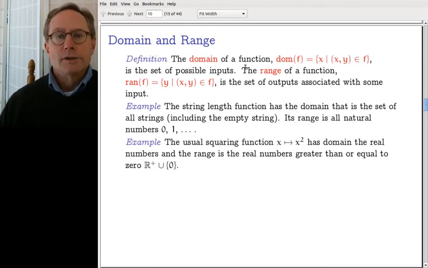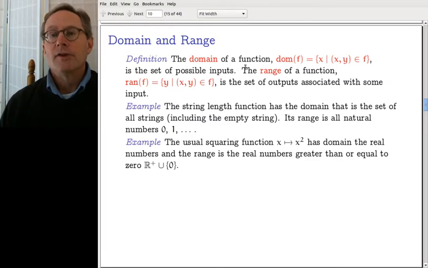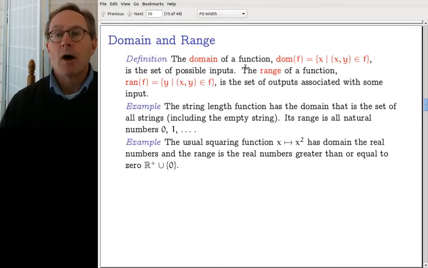So some words, and some of these are probably familiar, some words may be less so. The domain of a function, DOM of f, is the set of possible inputs. The range of a function is the set of outputs associated with those inputs. So for example, the string length function has domain, that's the set of all strings, including an empty string, and its range is all the natural numbers, 0, 1, 2, 3, because if you give me a natural number like 104, I can find a string of length 104.